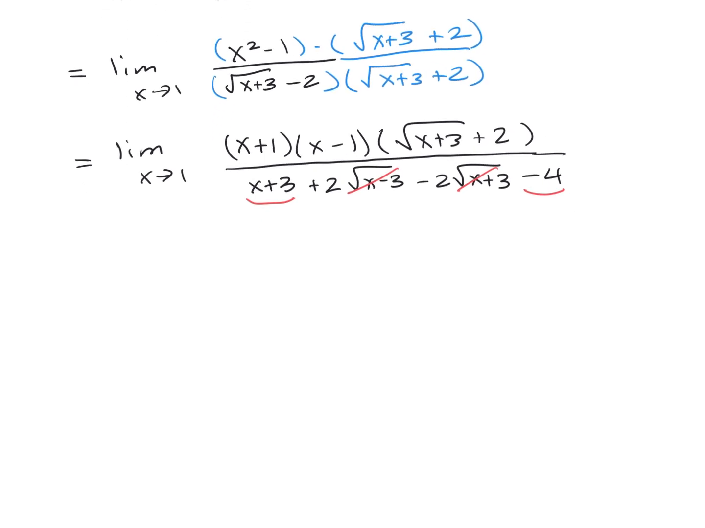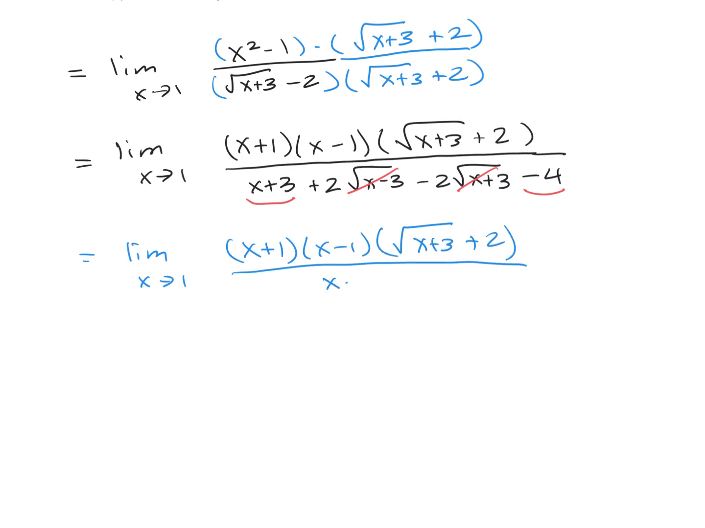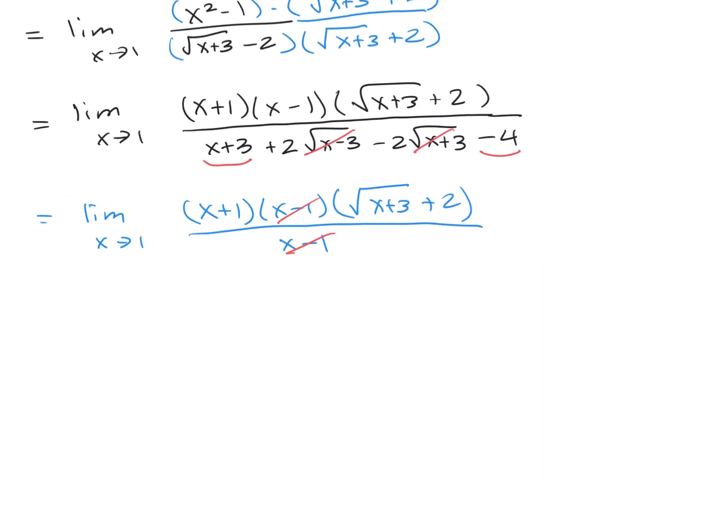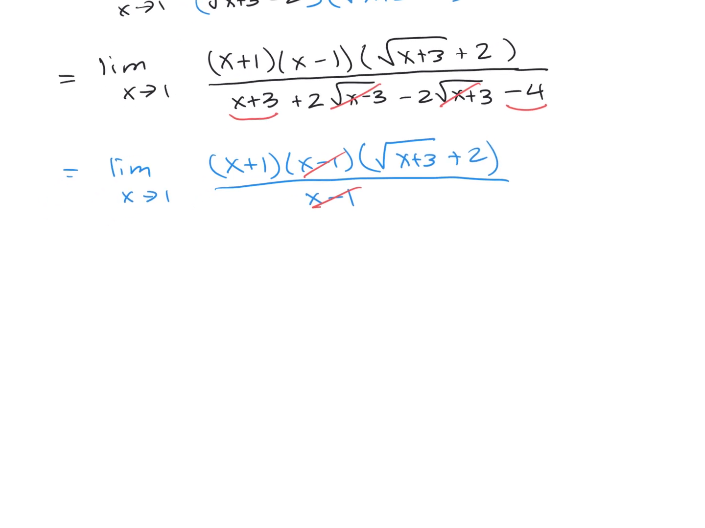So this is equal to the limit as x approaches 1. Upstairs, we've got x plus 1, we've got x minus 1, we've got the square root of x plus 3 plus 2. And then down below, we have just x minus 1. Now you'll notice we can cancel out those x minus 1s in the numerator and denominator. And we're left with a limit problem that we can find by direct evaluation.